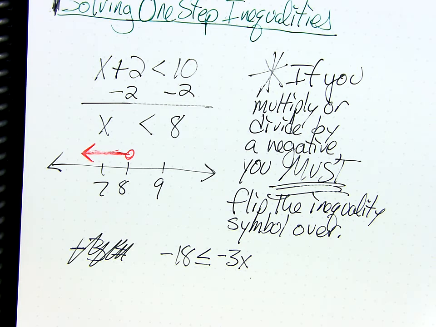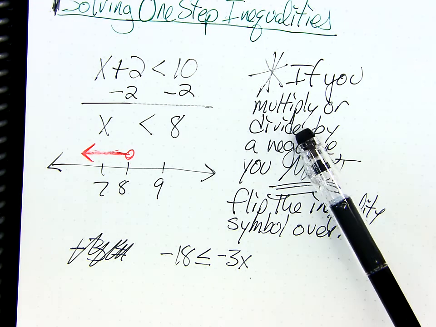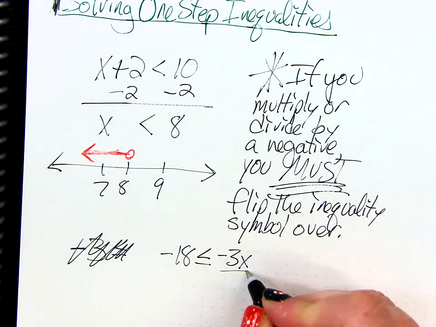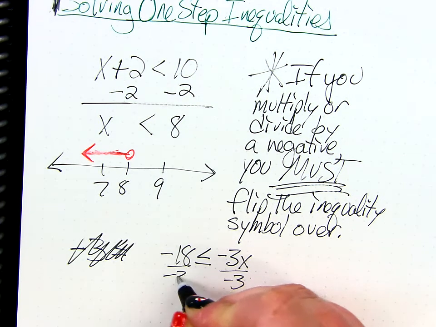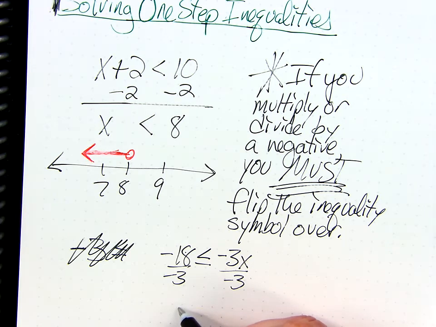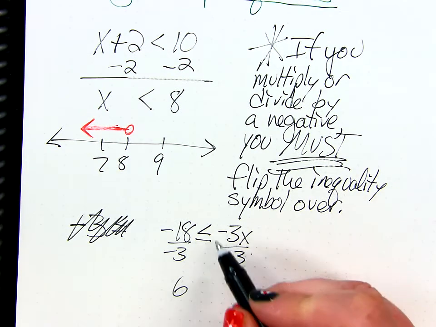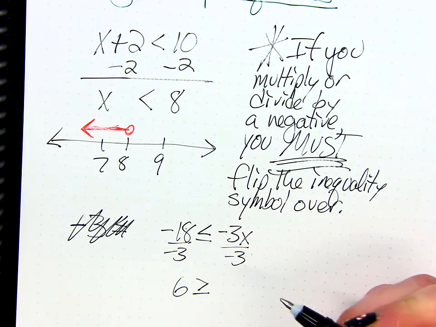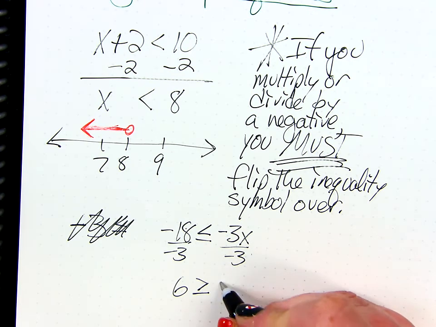Once I realize in my brain, oh, I'm about to divide by a negative. Anytime you divide or multiply by a negative, you need a little red flag going off in your brain, because that means, oh, I have to flip that symbol over. So watch how this works. I'm going to divide both sides by negative 3, just like I always do. Negative 18 divided by negative 3 is now positive 6, right? But that symbol now gets flipped over, and it's going to go this way now. And then I just have the x on this side.